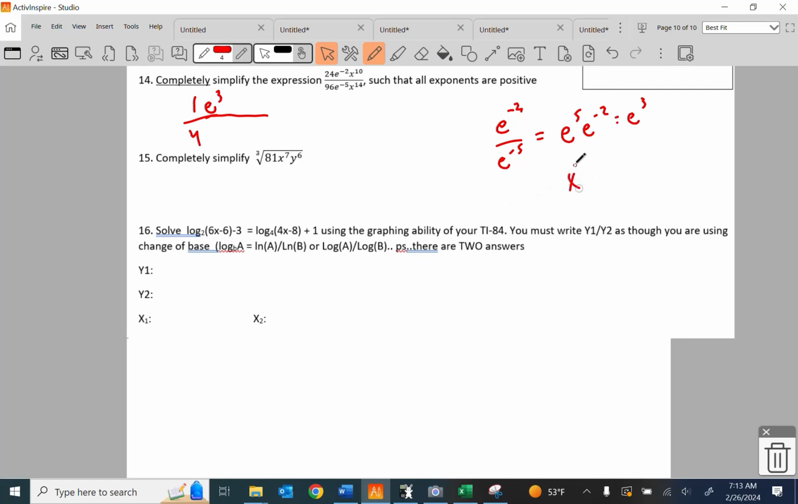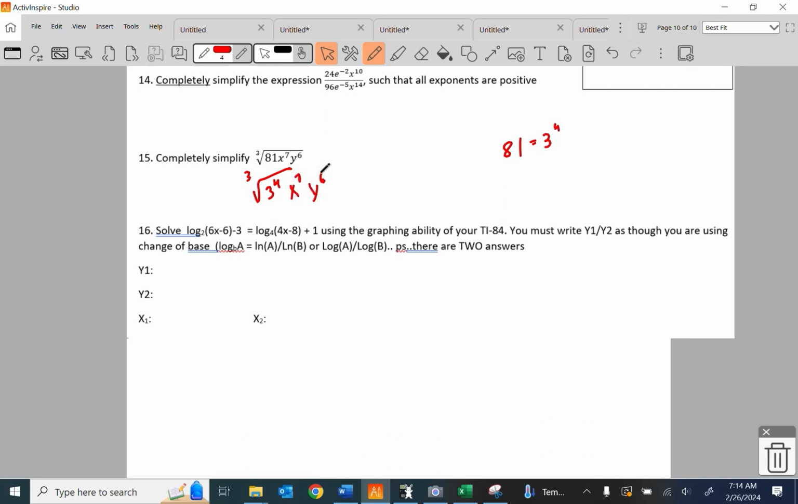All right, then we have x to the 10th over x to the 14th, and our rule says we can subtract exponents. So an x to the 4th in the denominator. 2 more to go, and I'm done with this thing for today. Completely simplify the cubic root of 81 x to the 7th y to the 6th. So I know that 81 is 3 to the 4th. So this is the cubic root of 3 to the 4th, x to the 7th, y to the 6th.